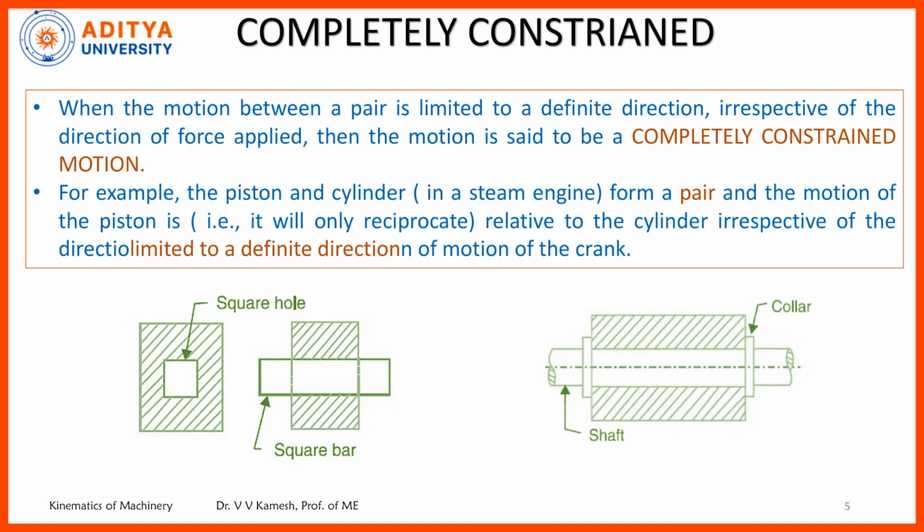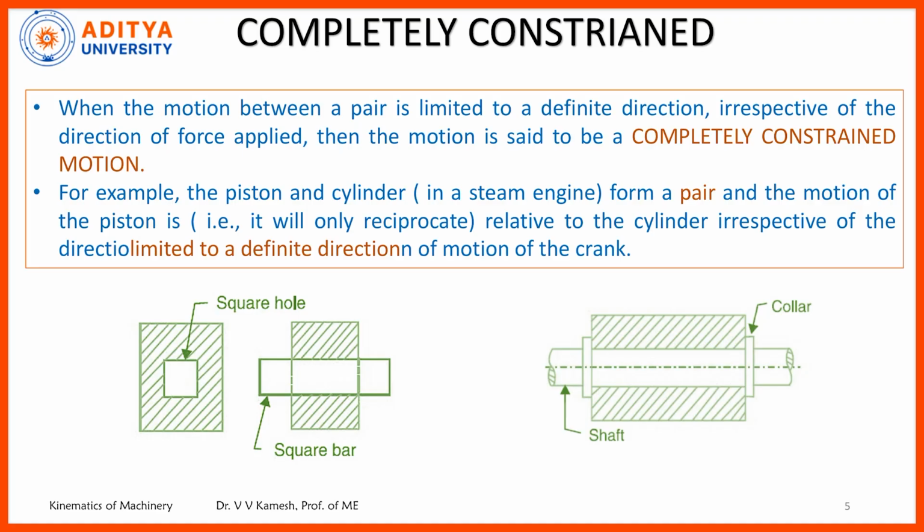Now you remember the two elements of this definition. When the motion is limited to a definite direction, okay, how it will be? Irrespective of the direction of the force applied. So the force may be applied in any direction, right? But the movement of the particular link will be in only one direction. Then it is called completely constrained, right?